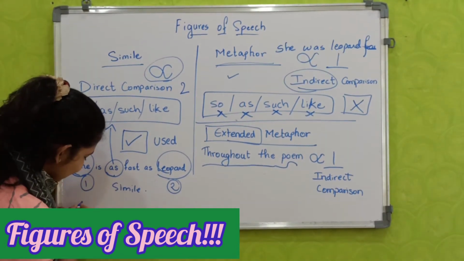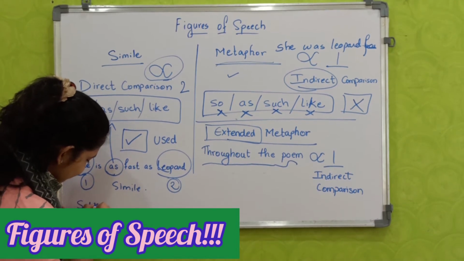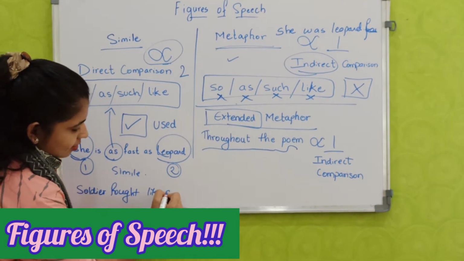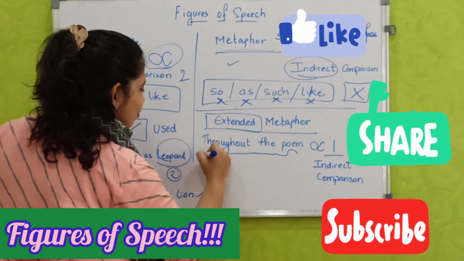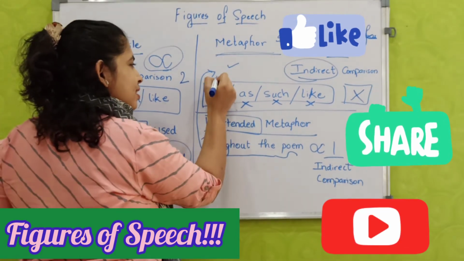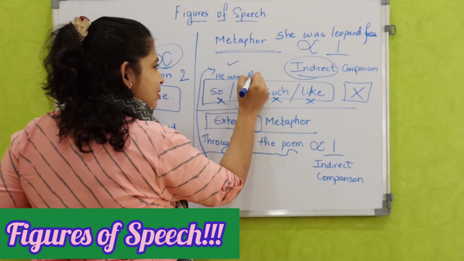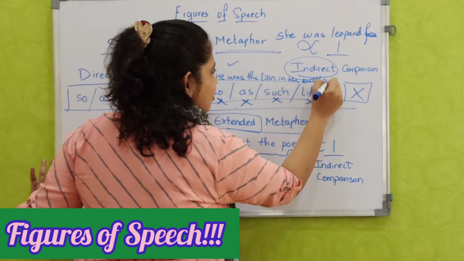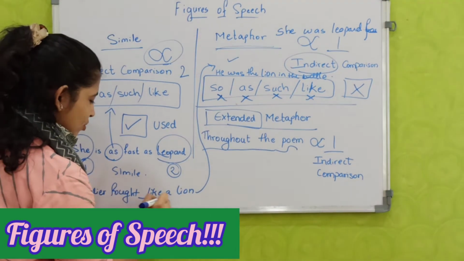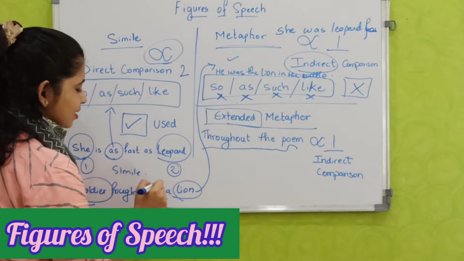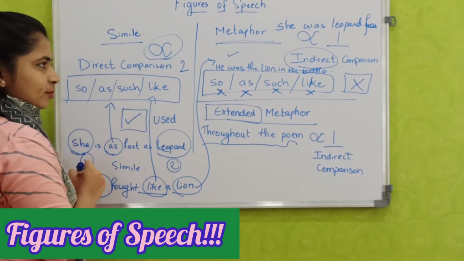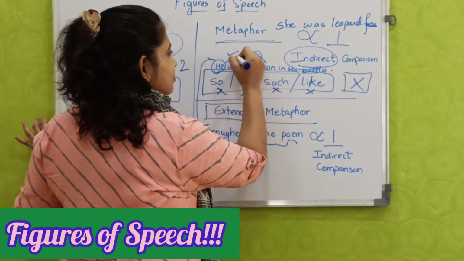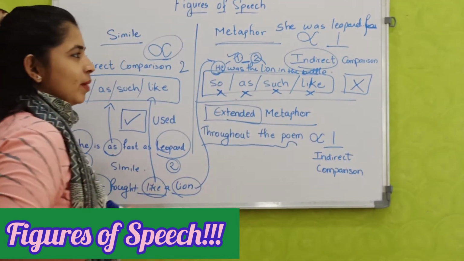Okay, so which are the examples, like soldier fought like a lion. So here you can also say the same sentence as he was the lion in the battle. So what I am trying to do, the bravery. Okay, so the bravery of the soldier and the lion is compared with the use of like. And here there is no such word, but I am saying that soldier and lion. So there is one comparison, that is bravery.